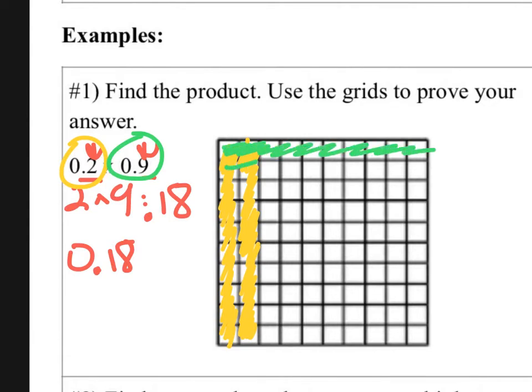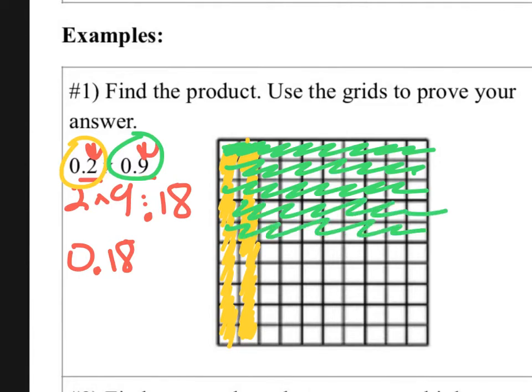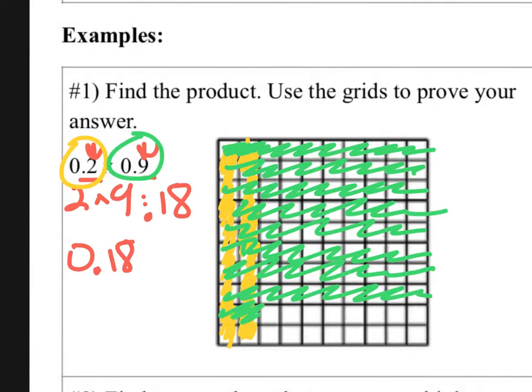So now I'm going to do 9. 1, 2, 3, 4, 5/10, 6/10, 7/10, 8/10, and 9/10, or you can say 90 hundredths, either way.